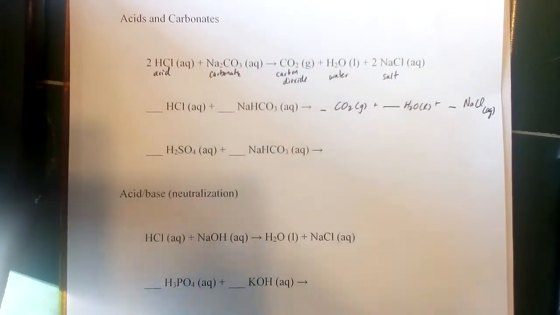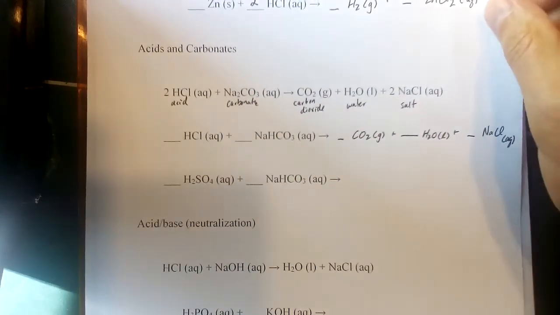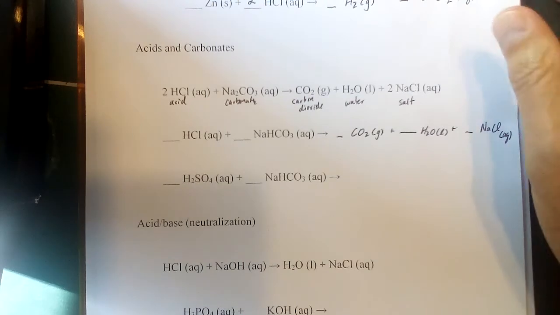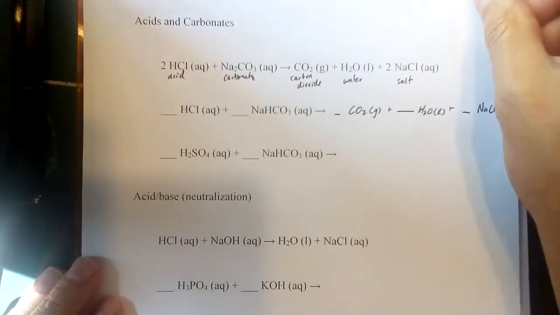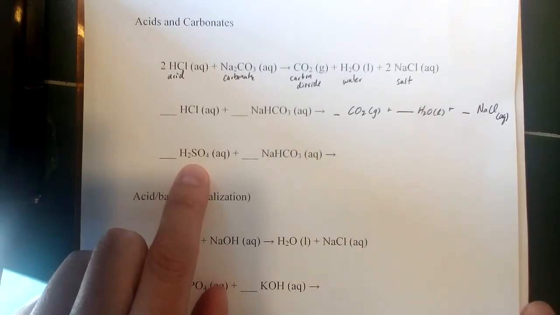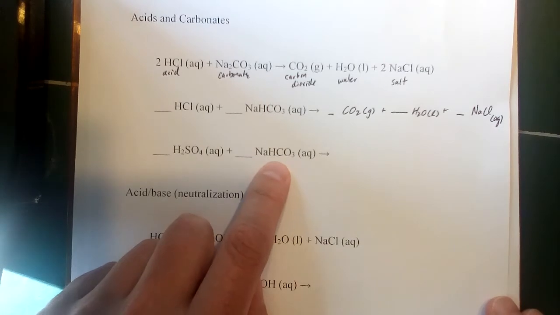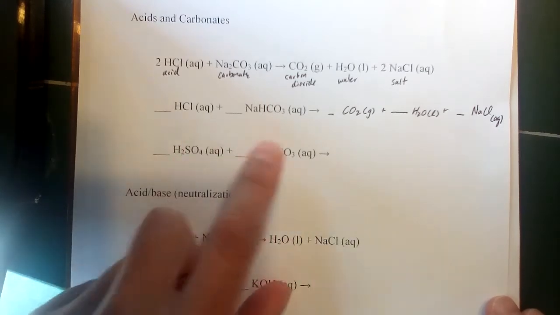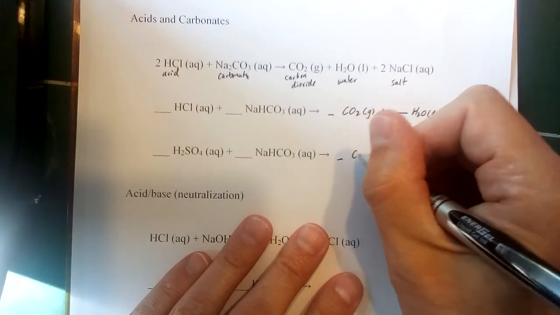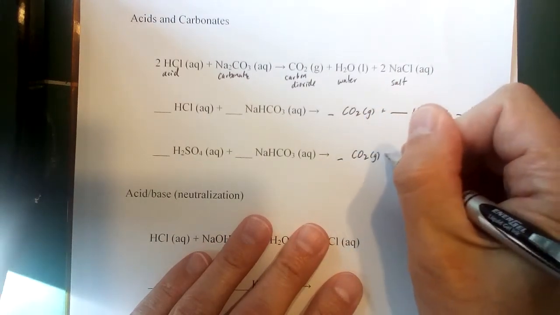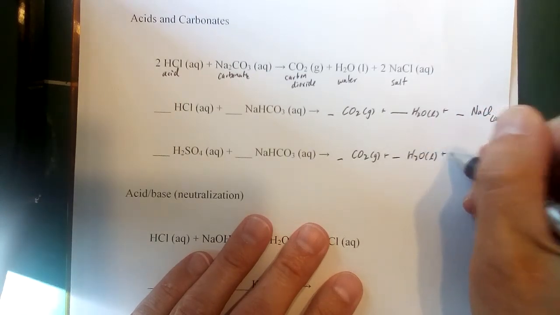Okay, all right, carrying on with some of our acid reactions here. We were looking at acids and carbonates. So the second example problem here, we've got H2SO4, that's our acid, sulfuric acid, and sodium hydrogen carbonate, that's our carbonate. So again, acid and carbonate, we know what the products are going to be. They're going to be CO2, which is a gas, water, which is a liquid, and a salt.